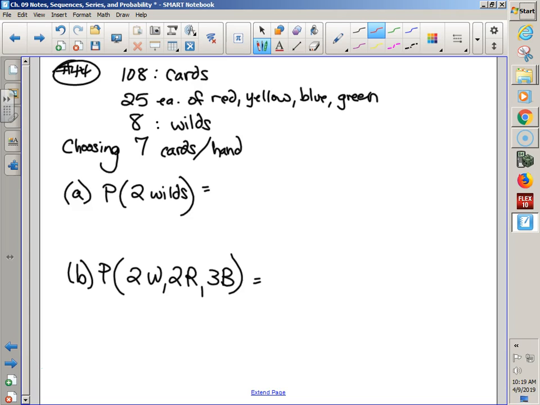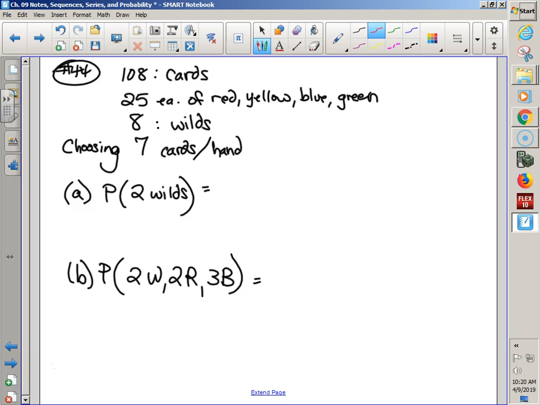Anyway, coming back. 108 cards total. It's kind of like Uno, true? You have red, you have green, you have numbers, and you have wilds. Uno minus the skips and the reverses, and that would get too complicated. And your hand is 7 cards. That's like Uno too. Probability of getting 2 wilds.